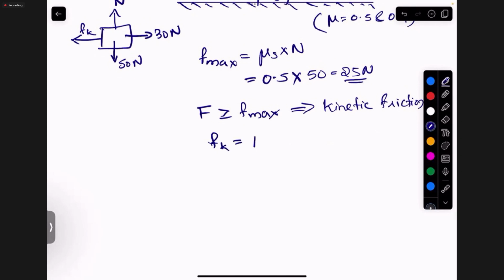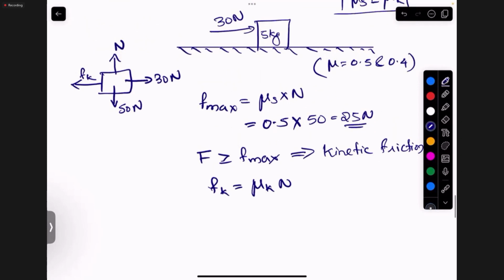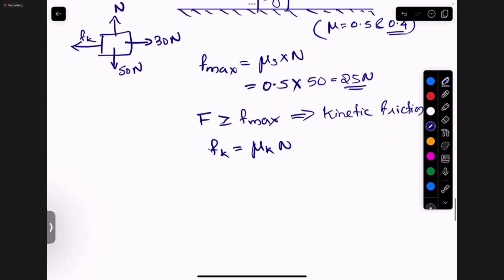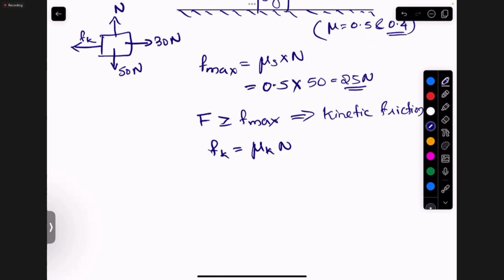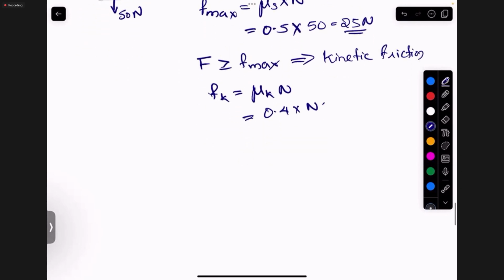Fk equal to mu k times N. What is mu k here? 0.4. Why? These two values are given. The smaller one will be mu k and the larger one will be mu s. So 0.4 times N, that is equal to 0.4 times 50, right? So 20 Newton.